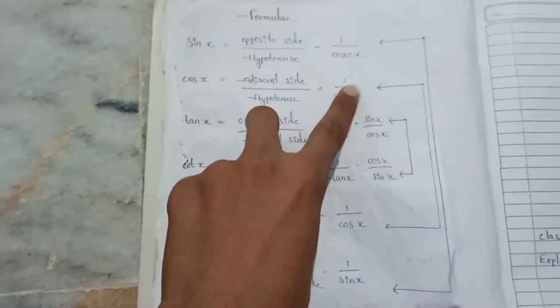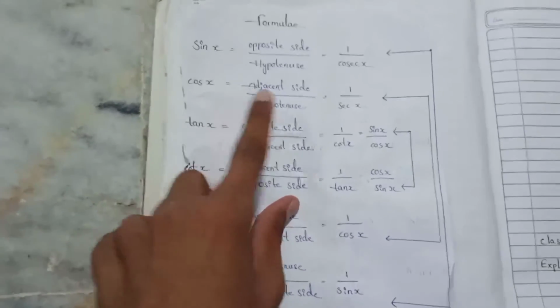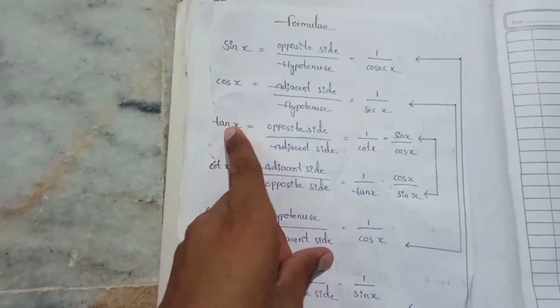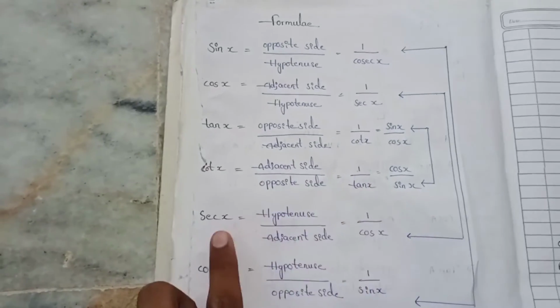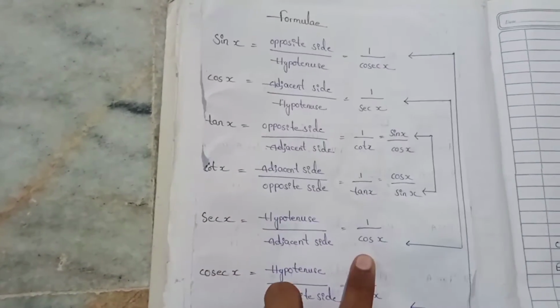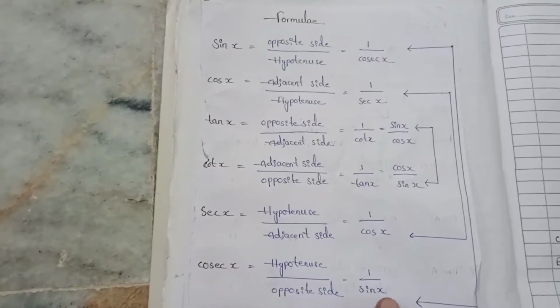Sin x is equal to 1 by cosec x. Cos x is equal to 1 by sec x. Tan x is equal to 1 by cot x. Cot x is equal to 1 by tan x. Sec x is equal to 1 by cos x. Cosec x is equal to 1 by sin x.